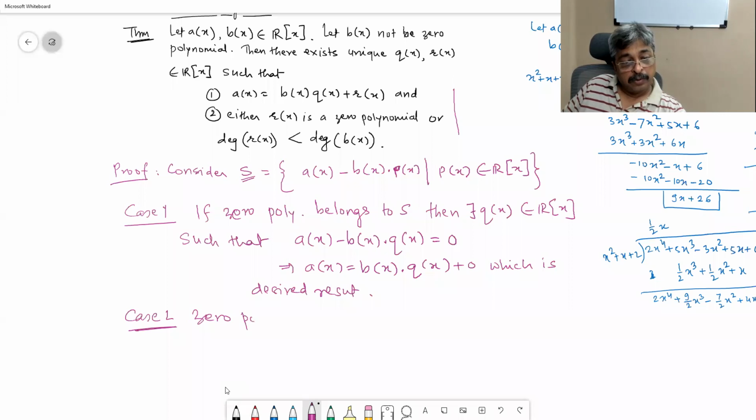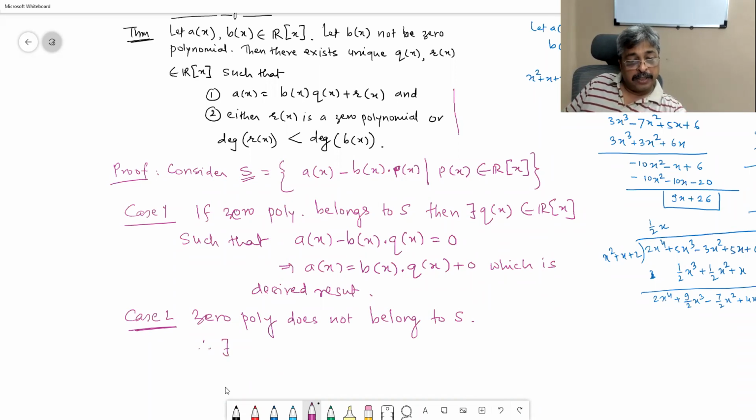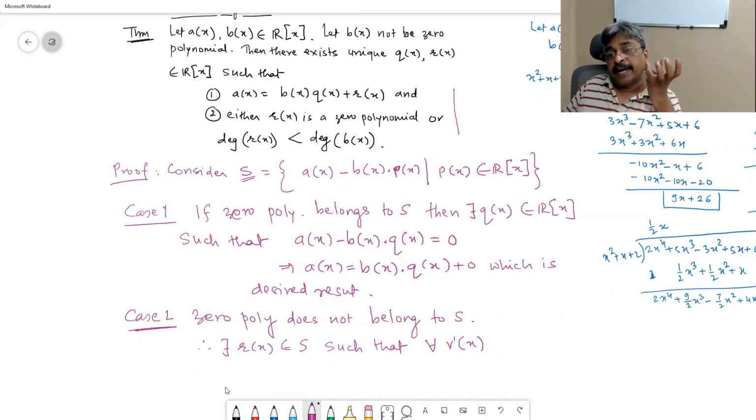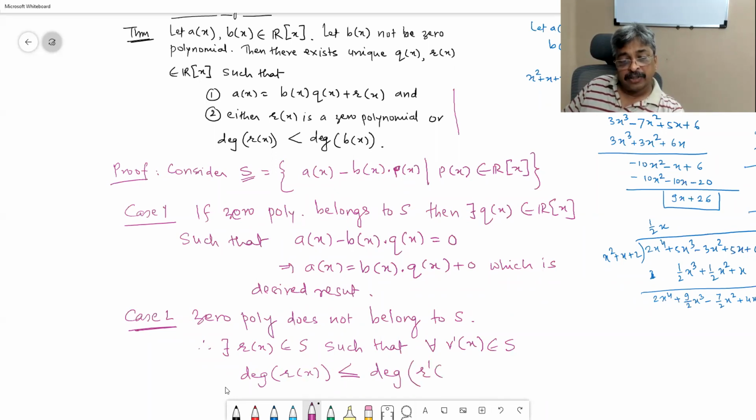Case 2. Zero polynomial does not belong to S. Therefore, there exists some r of x belonging to S such that for every r dash of x, if you pick up any other remainder polynomial from the same box, then degree of r of x is less than or equal to degree of r dash of x.